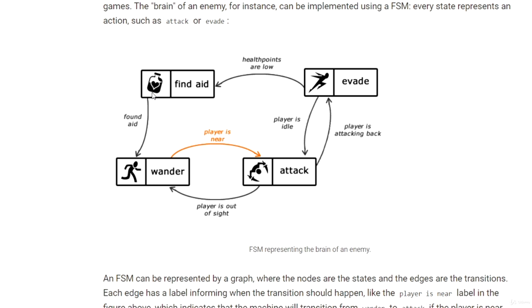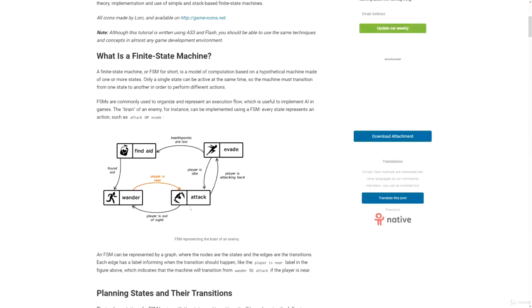And if it has found the aid and it has healed itself, it will go back to the wander state, and since our player might be near, it will go back to the attack, and it will happen automatically, so we do not need to worry about going from this find aid state back to the evade or back to the attack. We're going to basically use a structure such as we are using in the animator for our animations. The decisions will drive us back to the correct state. I will link this article in the description in the resource section for the video.